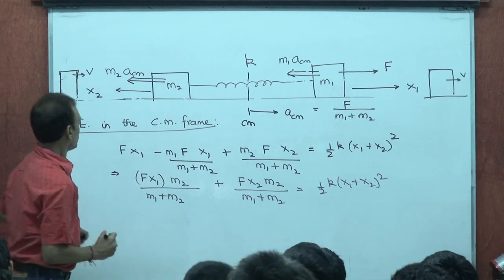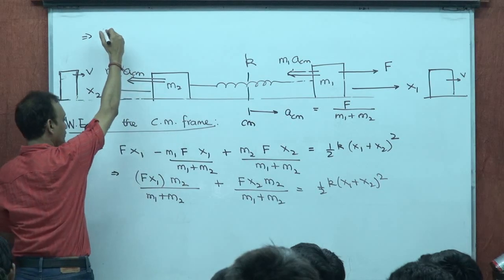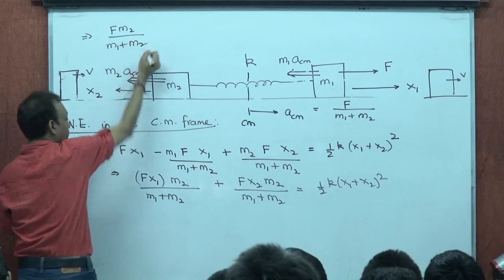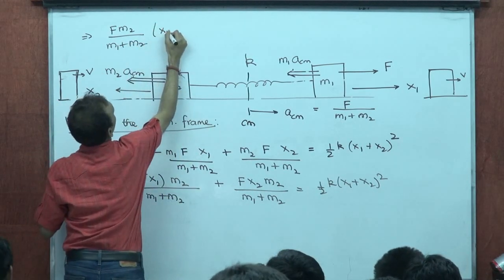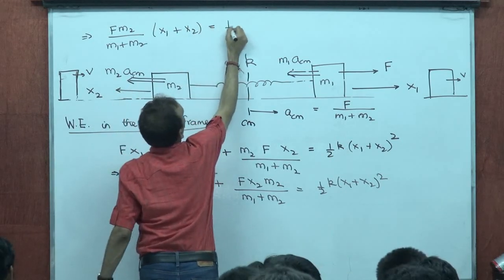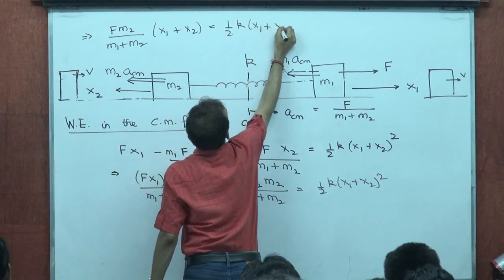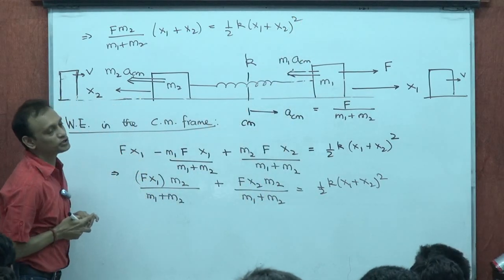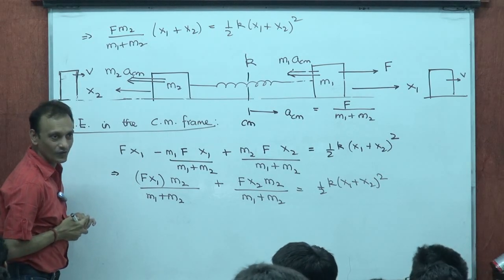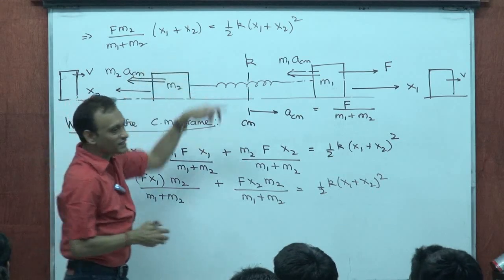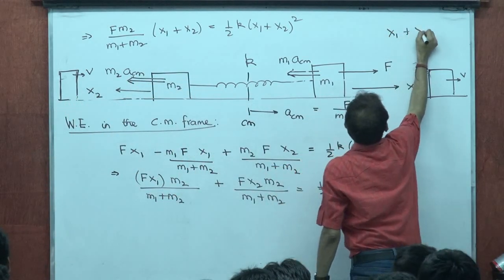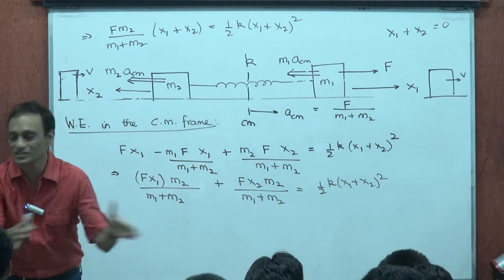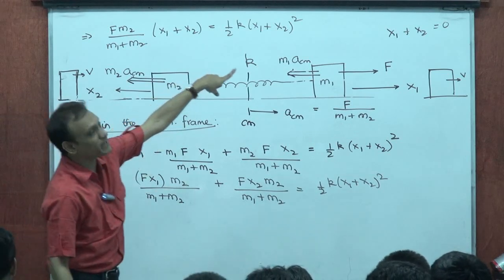Right? Which gives me once again F m2 by m1 plus m2 into x1 plus x2 is half k (x1 plus x2) whole square. Two values of x1 plus x2 you get. One of the values of x1 plus x2 is 0. That means the minimum elongation is 0. That means the spring is never getting compressed. The spring in this case is never getting compressed. So the minimum elongation is 0.